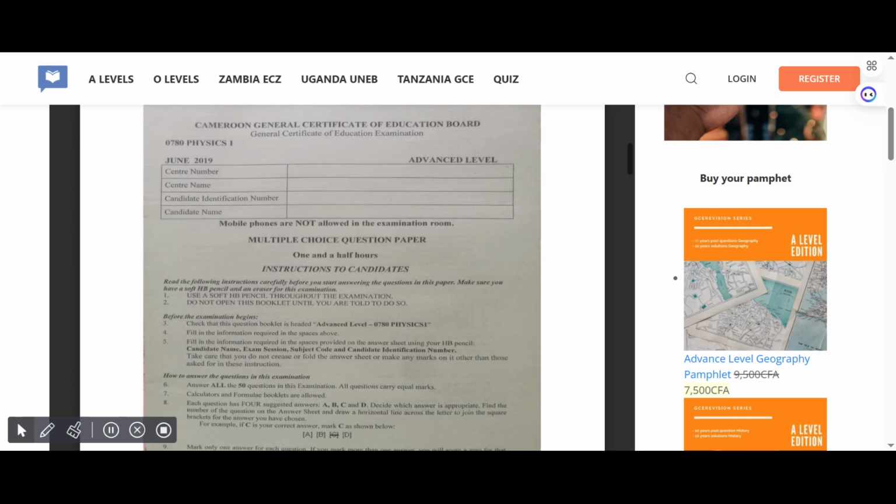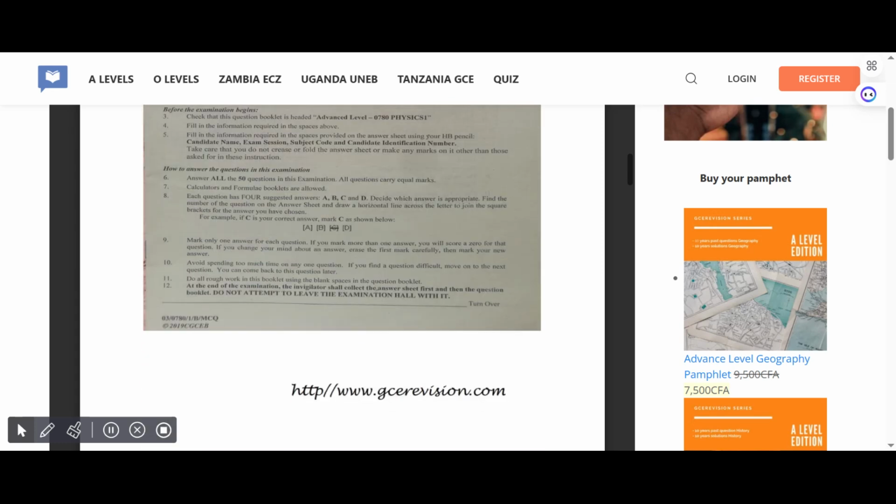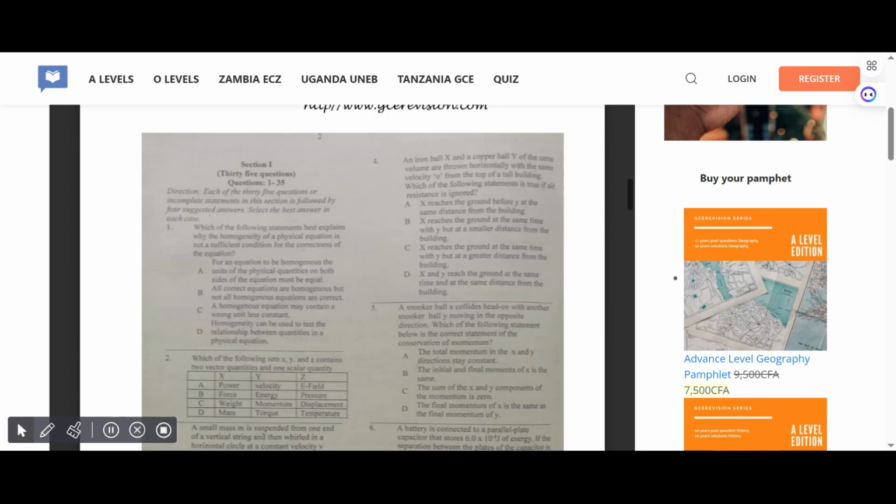Hello guys, so today we're going to be looking at Physics Paper 1, 2019 GCE Advanced Level. I'm going to give you all the answers to this multiple choice so that you can get yourself well prepared for your GCE exams. So right now, without wasting time, we are going to go right into it.